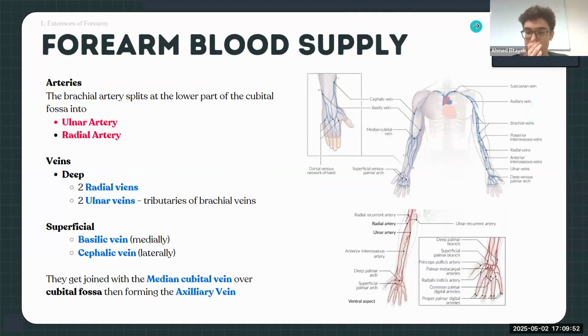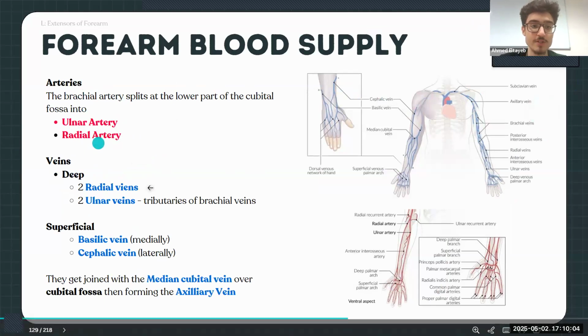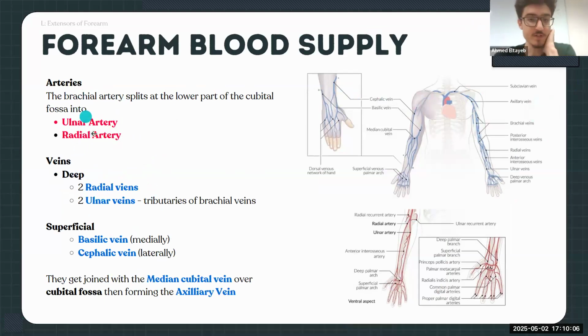What about blood supply? We talked about innervation, we talked about muscles. Let's quickly brush over the blood supply. Let's talk about the veins first, so they're more simple, and then we're going to go into detail with the ulnar and the radial arteries. Of course, we have both of these arteries supplying it.